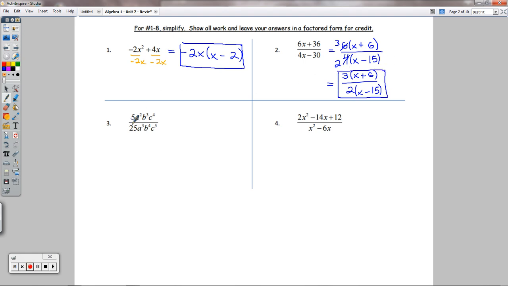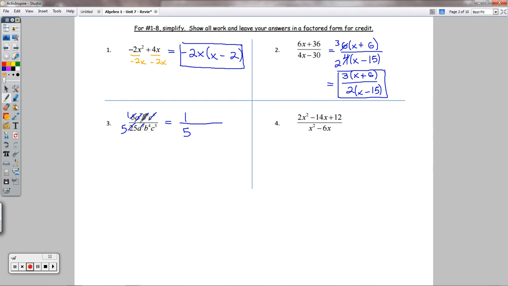Number 3. It looks like we can cancel some things top to bottom. 5 and 25, I could cancel that out and write a 1 and a 5. And I'll write that down as I go here. I think that's a good way to approach these kinds of problems. And you look at the rest, it looks like a squared, b cubed, and c to the 4th are all smaller than what you see on the bottom there.